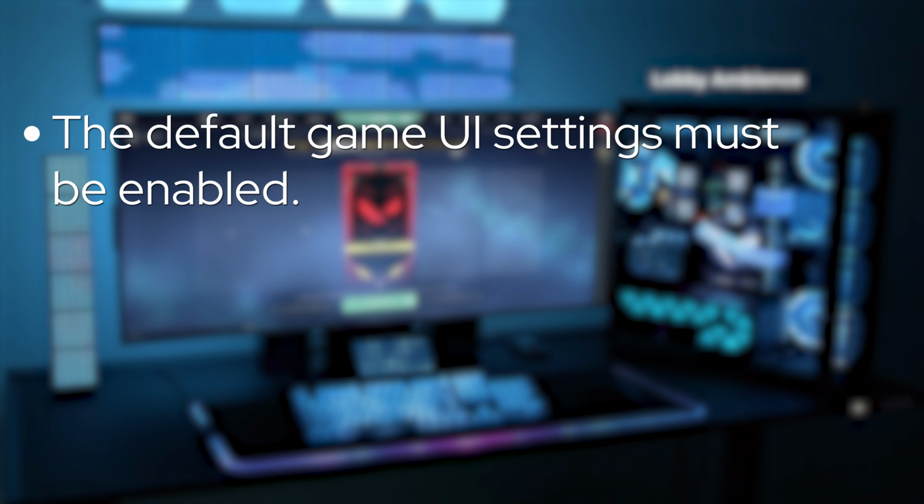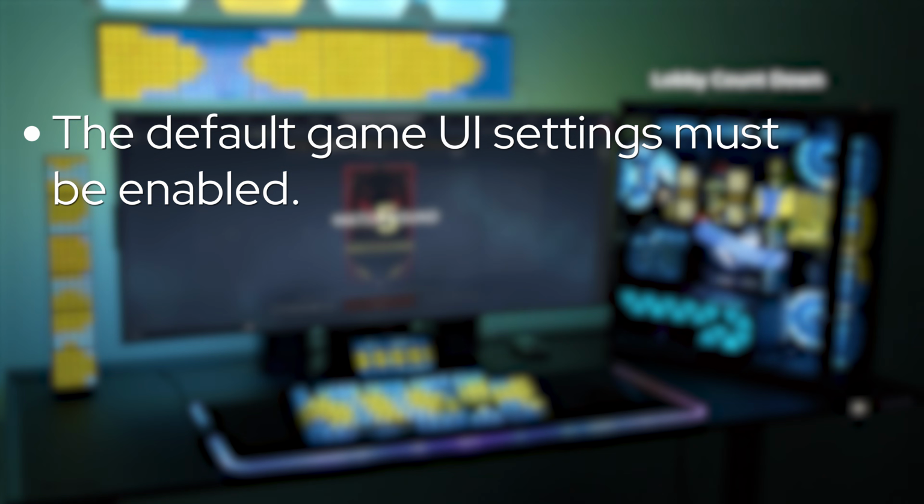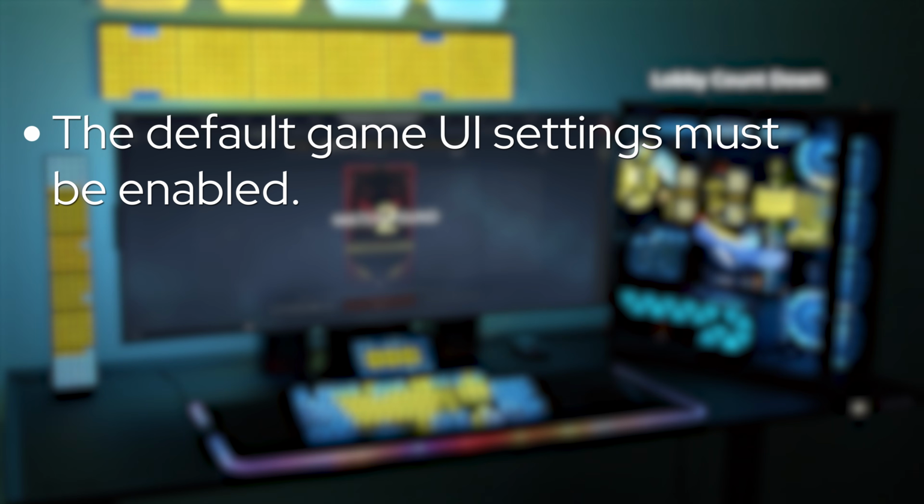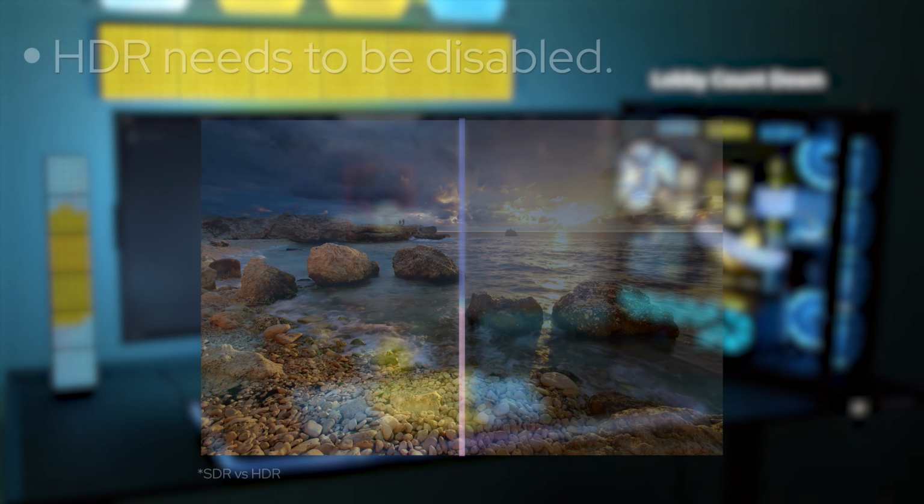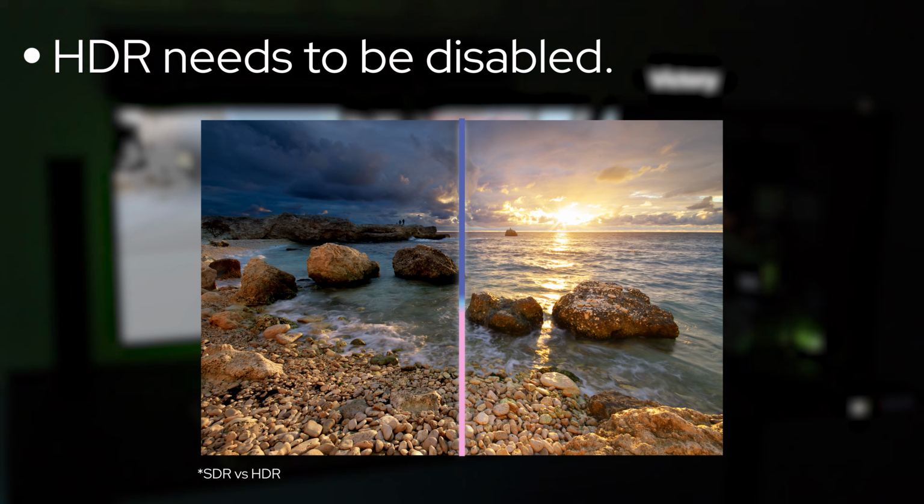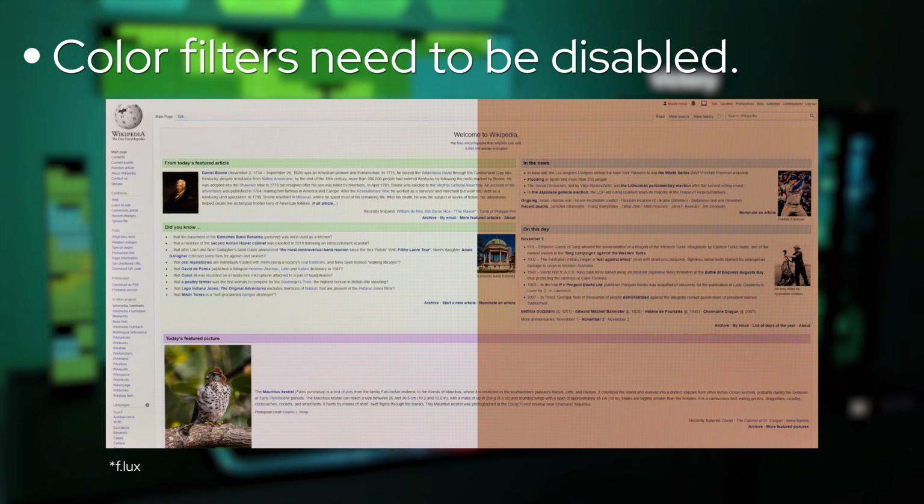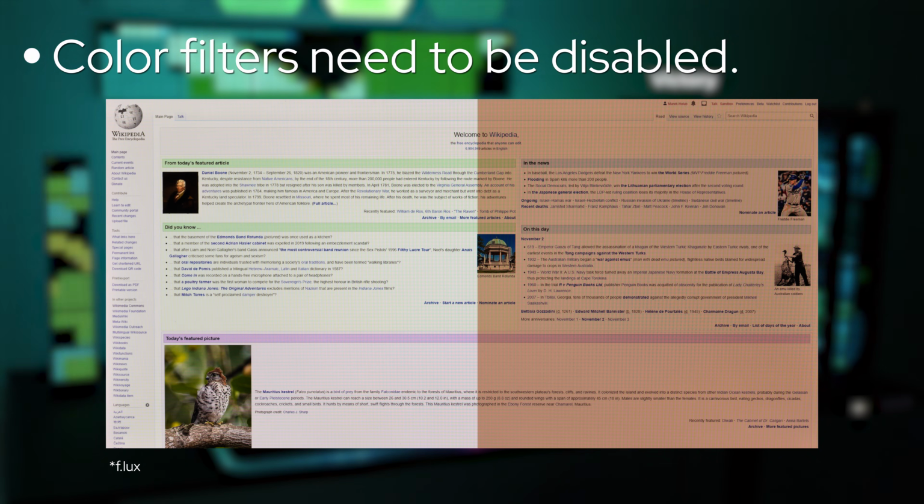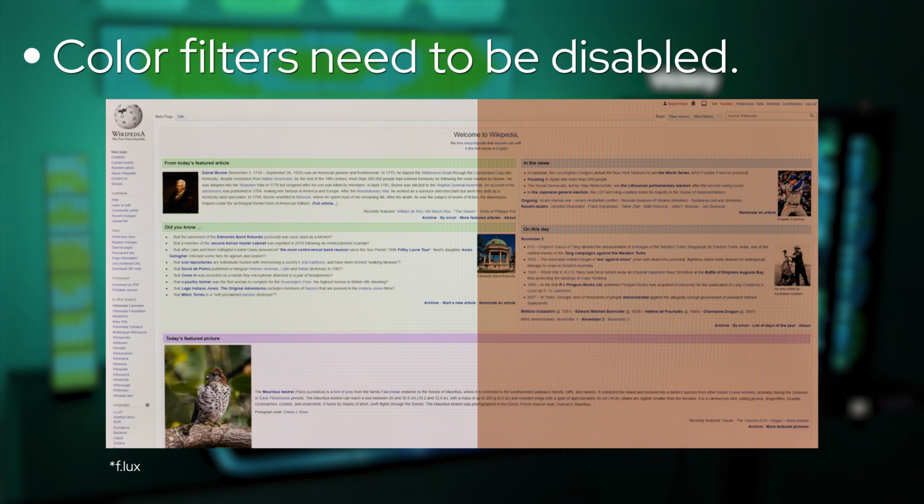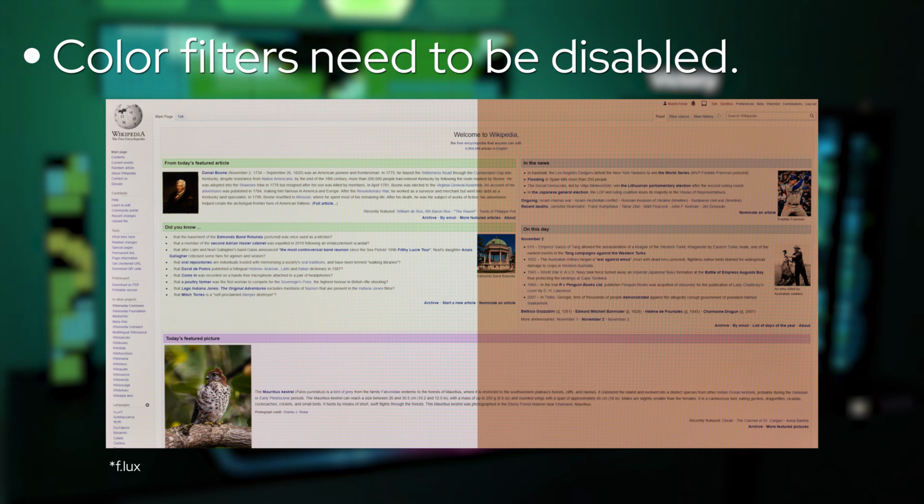The default game UI settings must be enabled. You will need to disable any UI modifications or custom scaling. HDR mode needs to be disabled. Any color filters need to be disabled, such as colorblind modes, filtering software such as Flux, and accessibility options. SignalRGB may support these accessibility modes in the future.